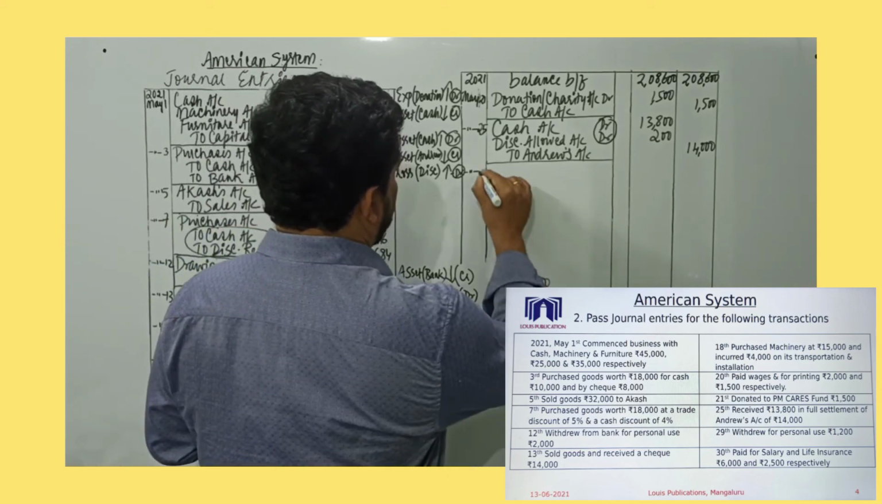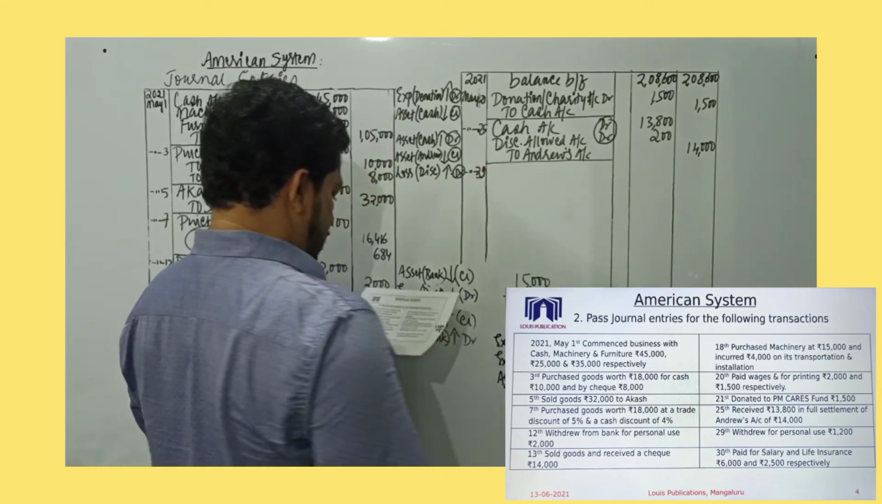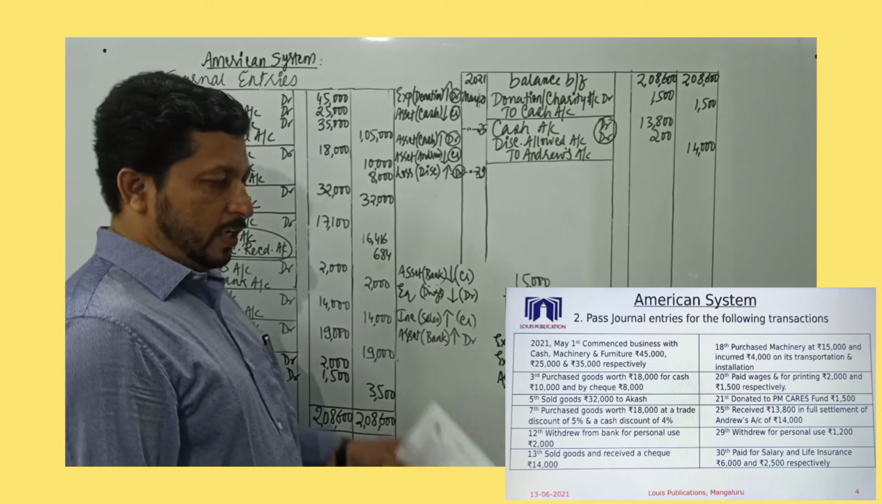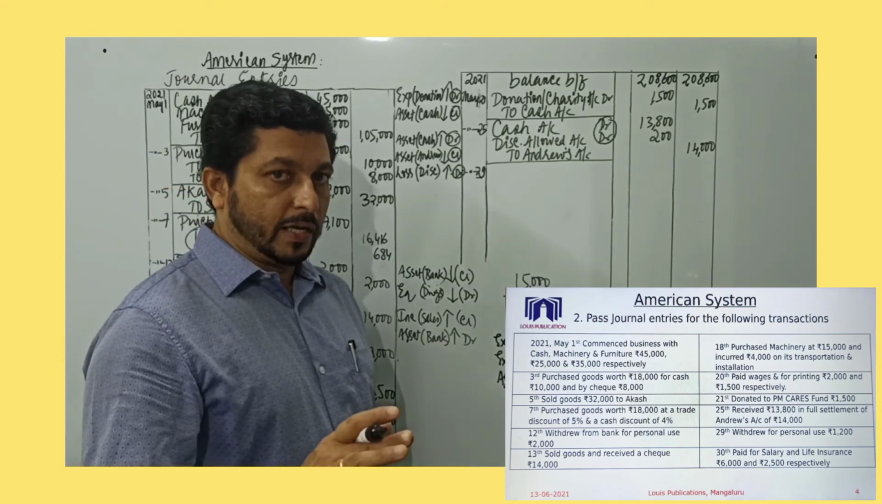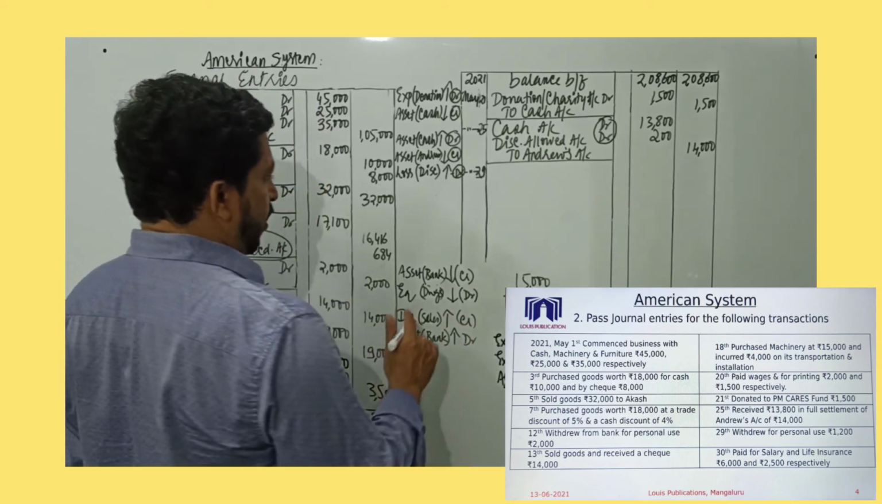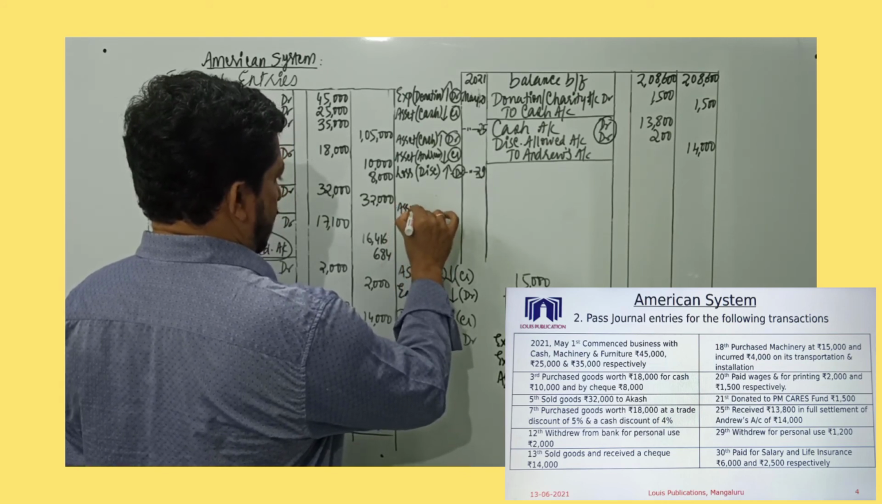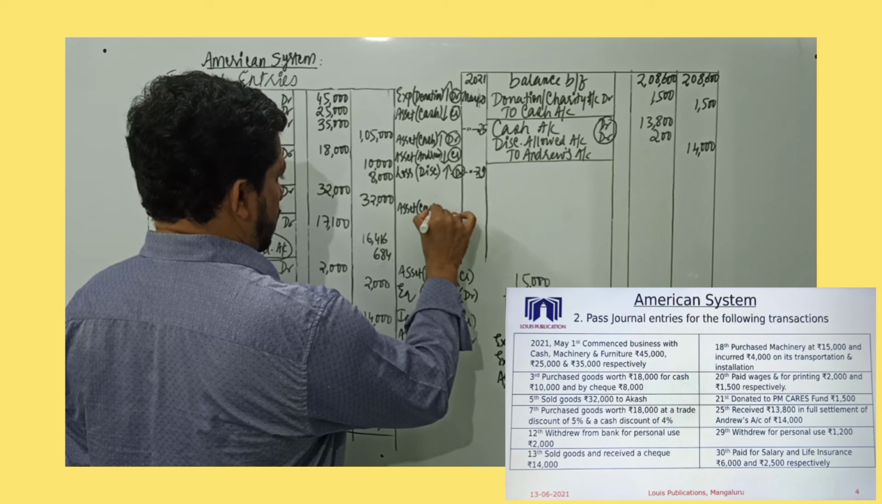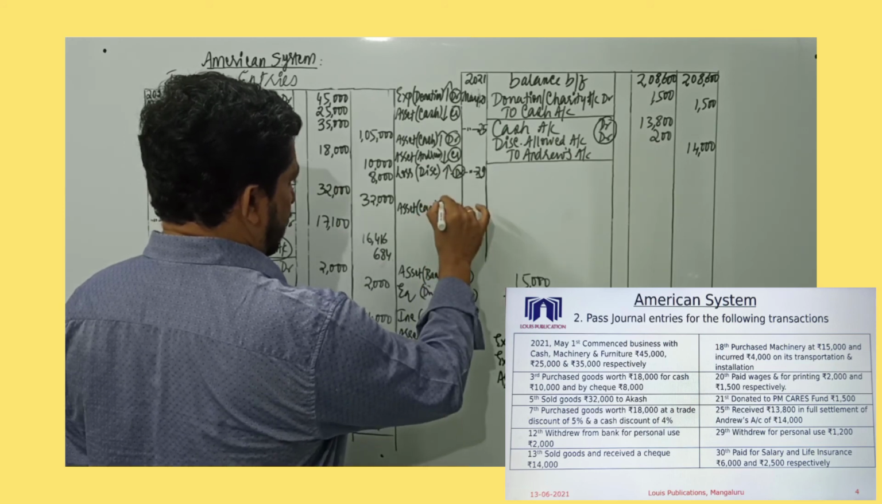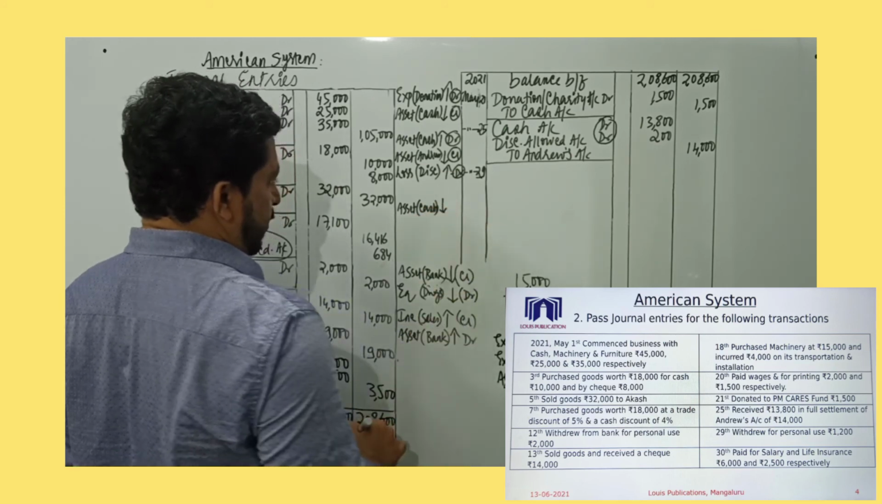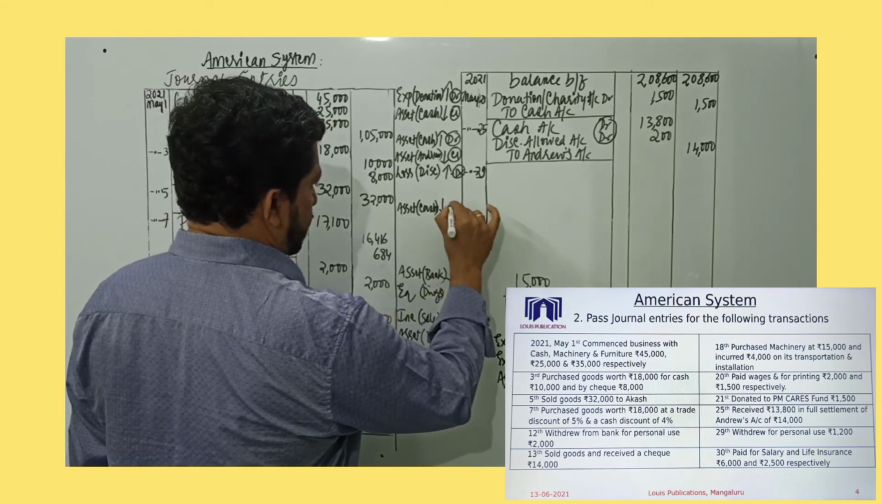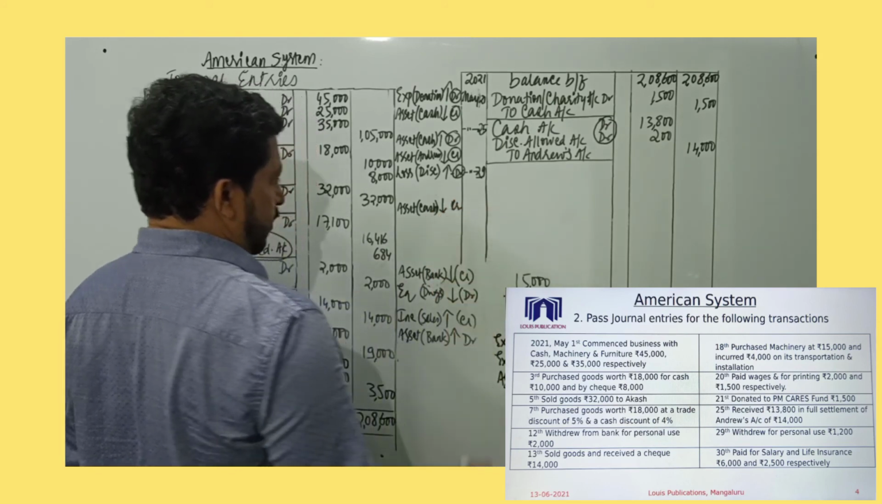Okay, the 29th dated transaction now. That is, withdrew for personal use, not from bank. The business is withdrawing for personal use. So we have one asset. Name of the account is cash. When we are withdrawing, the cash balance will come down, will decrease. Decrease in asset is always a credit.